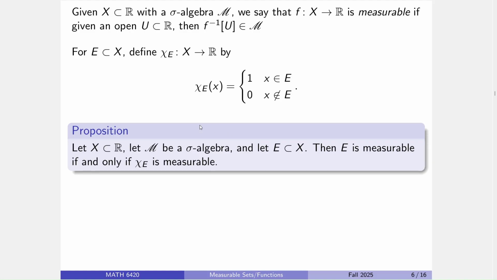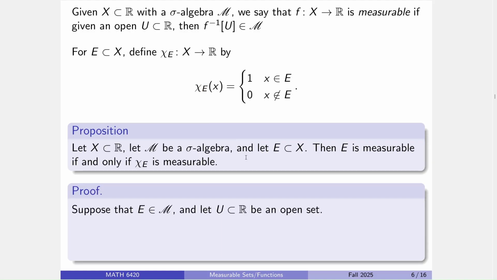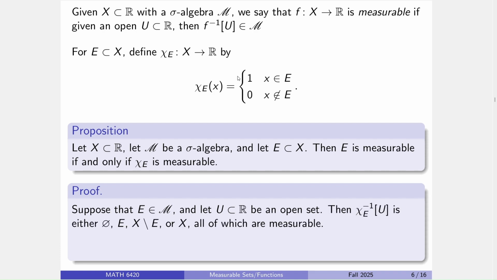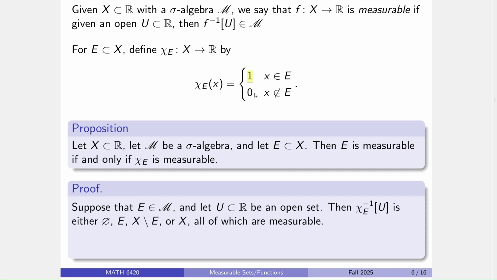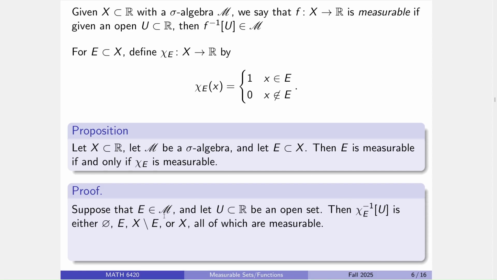All right, and indeed, these things are measurable when the set they're indicating on is a measurable set. And this proof is super straightforward. It's an if and only if. So suppose you are measurable. Okay, we'll take an open set U. The inverse image, note, because this thing only ever spits out 1 or 0, the inverse image is going to do one of four things.